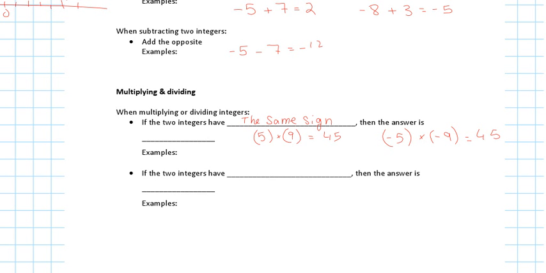When you're adding, it's a different story. It's not the same as multiplication. That's what you have to always remember. When I'm multiplying two negatives, I'm always going to end up with a positive. So if the two integers have the same sign, so if both of them are negative or both of them are positive, then the answer is positive. So multiplying and dividing are totally different than addition and subtraction.